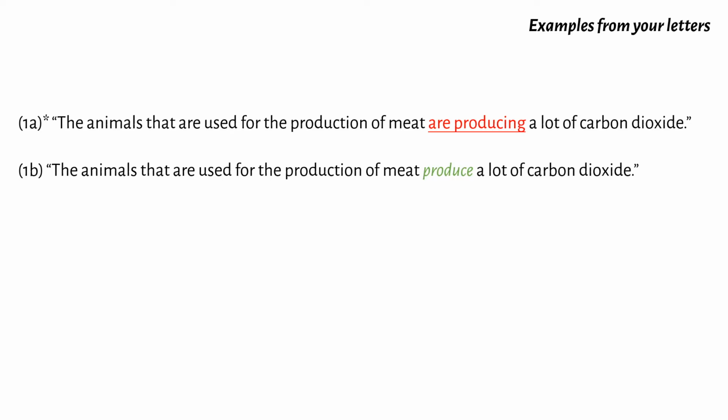The animals that are used for the production of meat produce a lot of carbon dioxide. Right? It's more general. We're stating a general fact. We're not saying that we're looking at a particular type of animal and we are looking at it right now in front of me, and right as I'm looking at it, it's producing carbon dioxide. That's not what we're doing. It's general. And since it's a general thing, we use present simple.